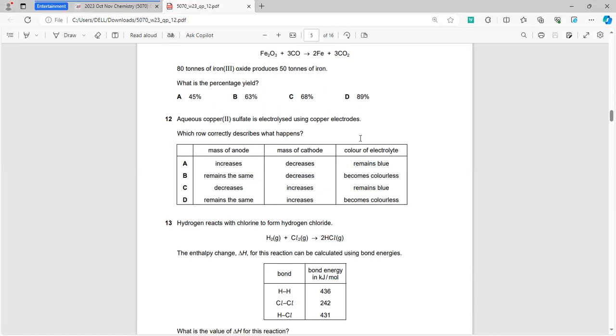Now in question number 12, you need to recognize that aqueous copper(II) sulfate contains both hydrogen and hydroxyl ions. The color of the electrolyte will remain blue because the copper ion will be discharged and will remain in the electrolyte, and copper has a naturally blue color. The mass of the cathode will increase, whereas the mass of the anode will decrease. Why? Because instead of sulfate ions, hydroxyl OH minus ions will be discharged at the anode, emitting oxygen gas. However, the cathode's mass will increase because copper ions will be deposited over there.